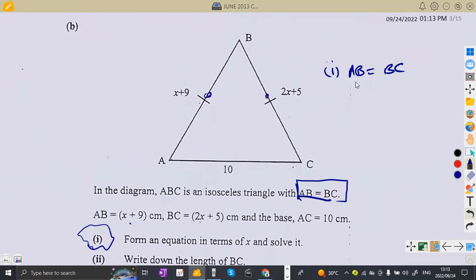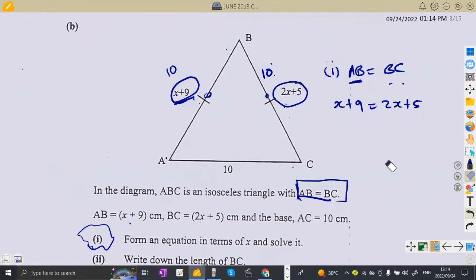That's an equation. So all you need is to take AB in terms of X, which is X plus 9, and that is equal to BC in terms of X, which is 2X plus 5. These two are equal because if this is 10, this must be 10. So even if we are given in terms of X, it means these two are the same.